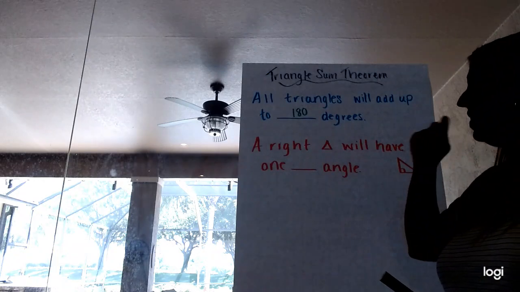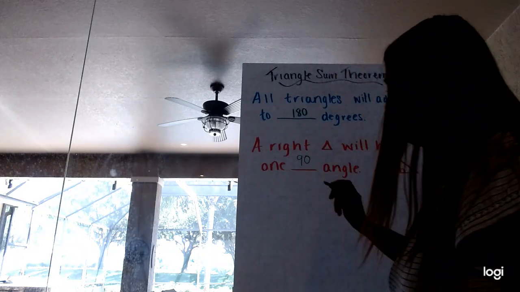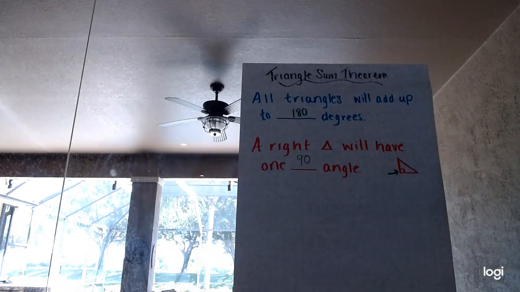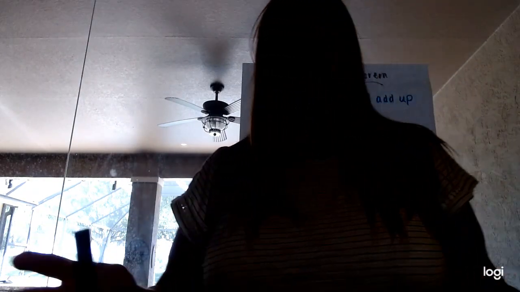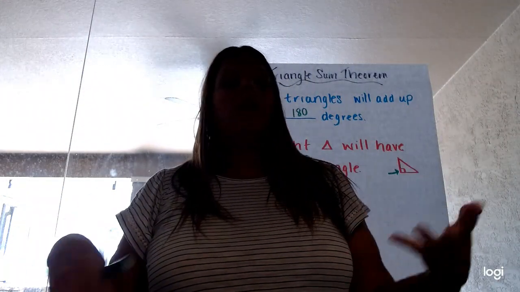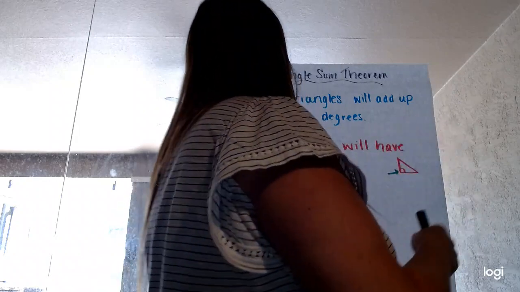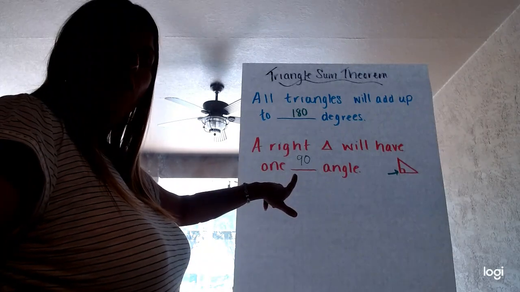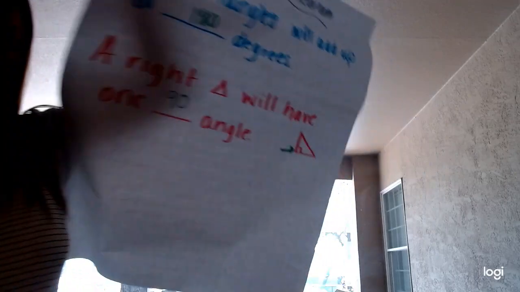Okay? And then the one we're going to do today is a right triangle. It's going to have just one 90-degree angle. And we know there's a 90-degree angle when you have this little box in the corner. That tells me it is a 90-degree angle. So the triangle sum theorem is when you have measures and you're trying to figure out how much the angles inside the triangle add up to. Every angle inside the triangle is going to add up to 180 degrees, and a right triangle is going to have one 90-degree angle. Okay, that's page one.